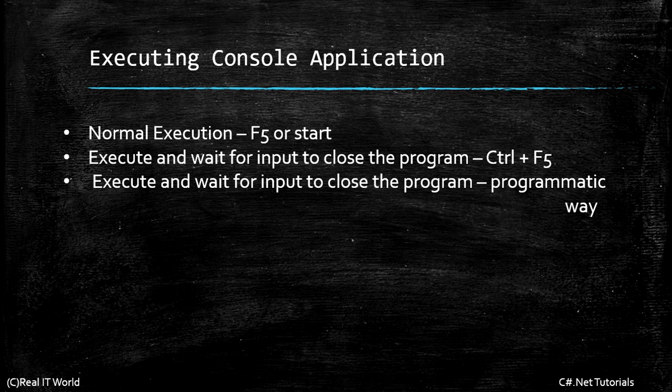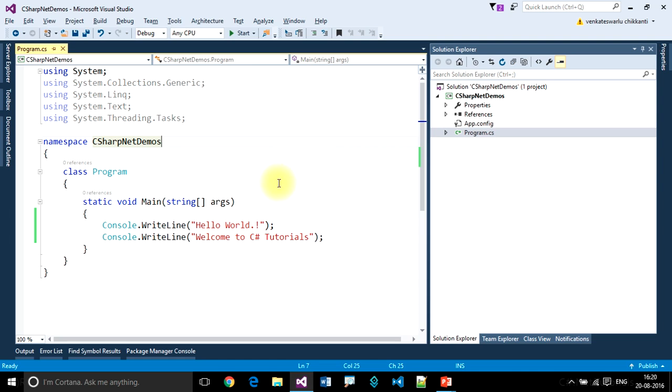And the third point, execute and wait for input to close the program. If you want to make your program wait for user input, we already did that by pressing Control F5. If you want to do that programmatically, how could we do that? Let's see. Previously when we pressed Control F5, it was asking for any key press from the keyboard, right? Let's do that in the program.